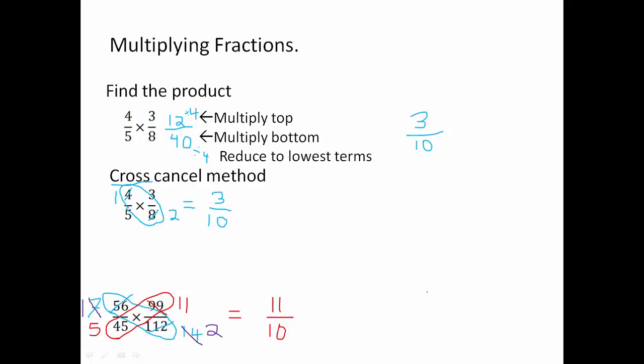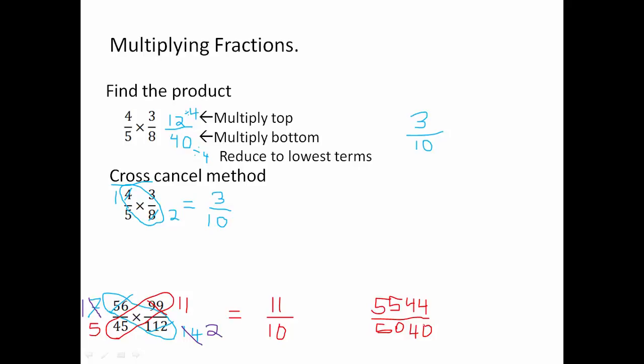This is a lot easier to do than to take the alternative, which would be 56 times 99, giving me 5544 on top. And the bottom number, 45 times 112, would have given me 5040. I'm trying to reduce that to lowest terms. But you are welcome to try to do that. You can do it either way. Just make sure that your final answer is in lowest terms.